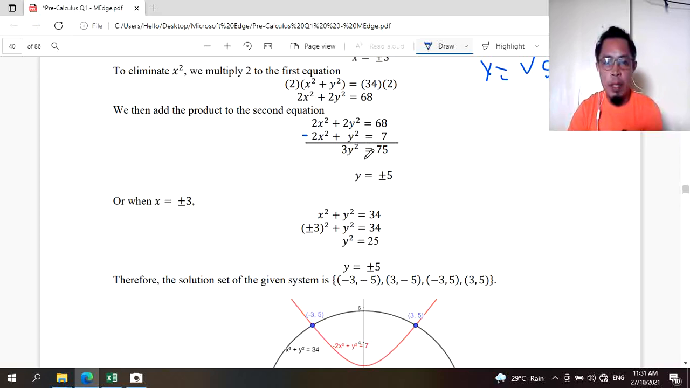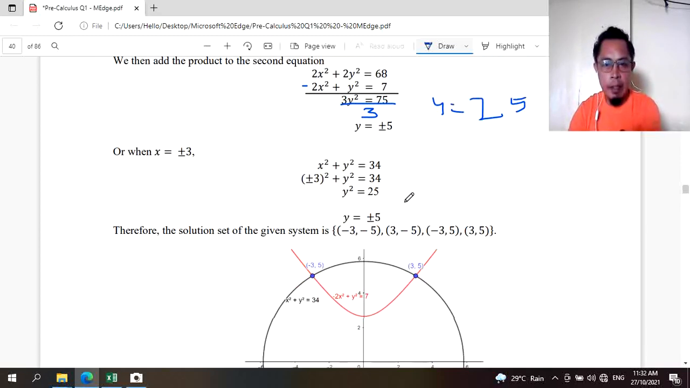Okay, adding this one will lead now to 3y squared equals 75. Dividing this by 3, we have here now y squared is equal to 25. Then we get the square root. We have here now positive and negative 5.